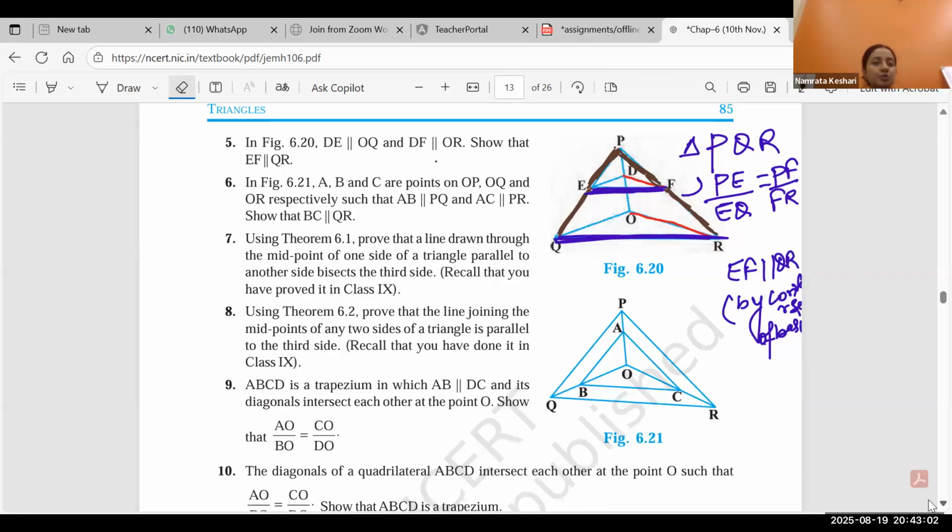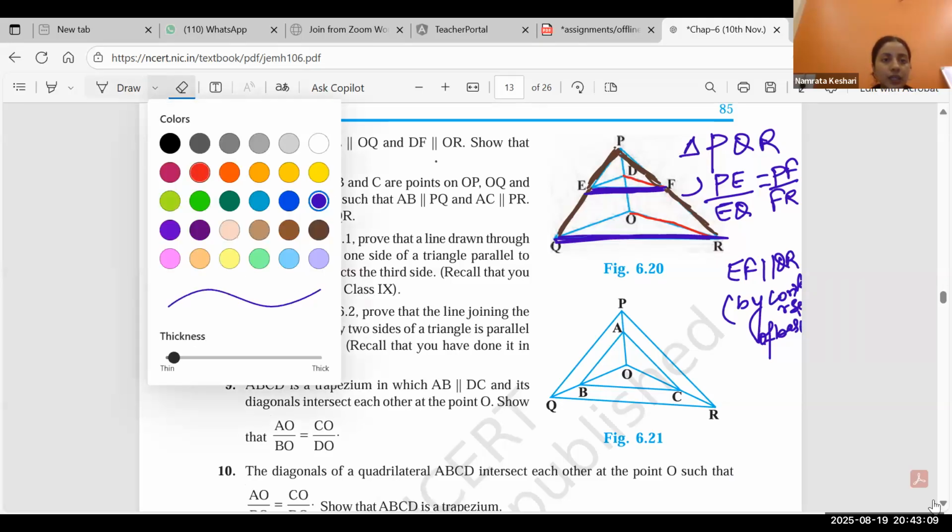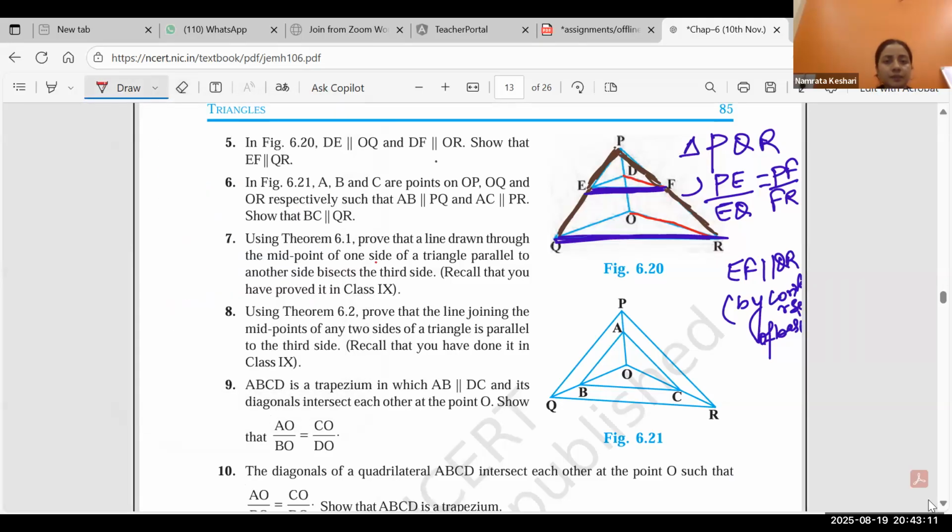In figure 6.21, A, B, C are points on OP, OQ, and OR. Okay, we can see A, B, C. A, B, C are points on OP, OQ, OR respectively, such that AB is parallel to PQ.